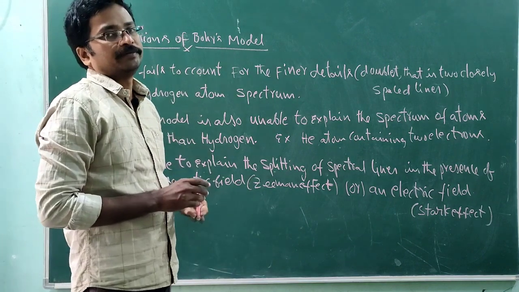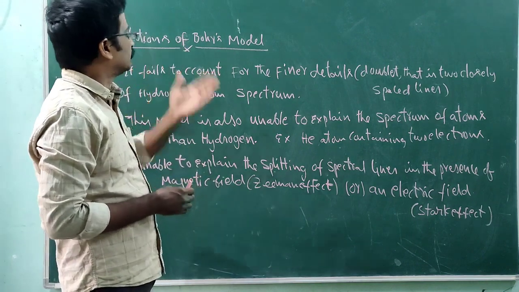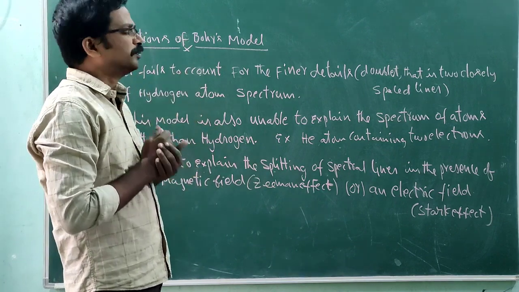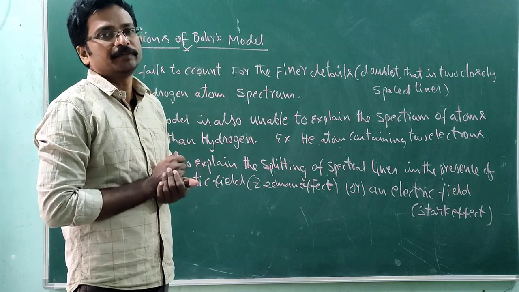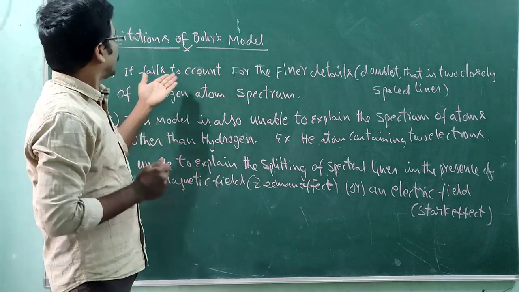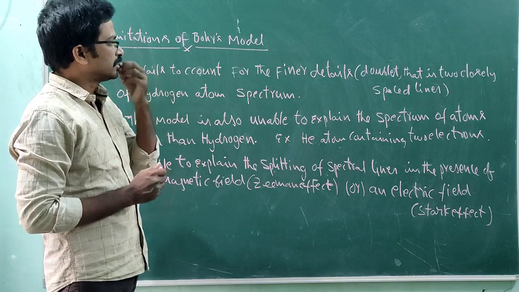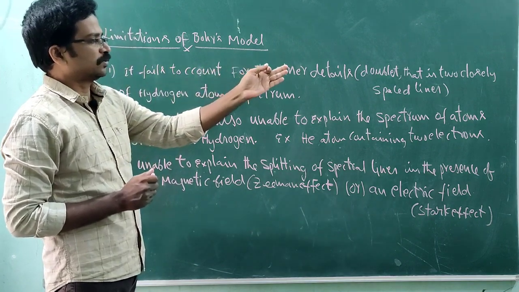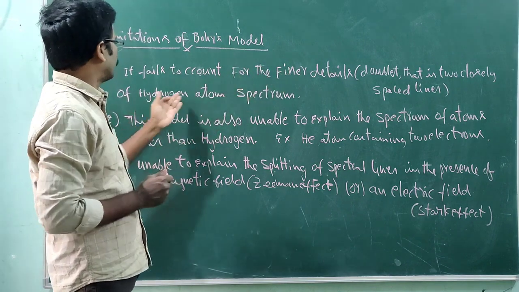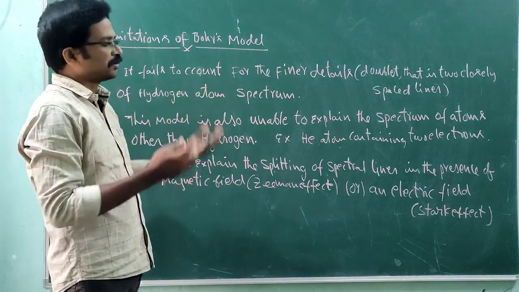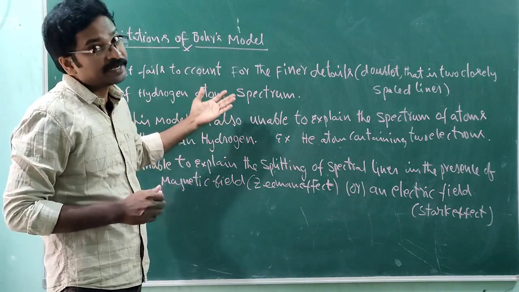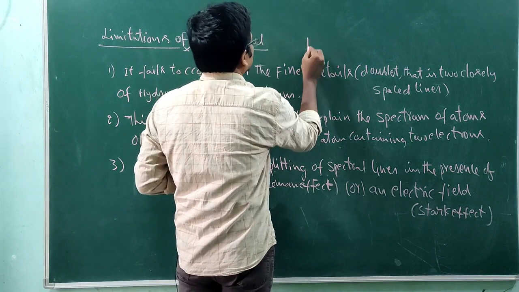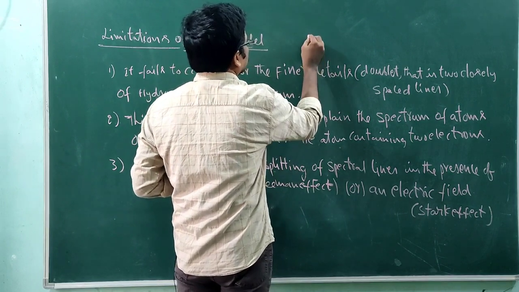Limitations of the Bohr model. What does it mean? There are certain limitations in the Bohr model. What are they? It fails to account for finer details, the doublet, that is, closely spaced lines of the hydrogen atom. It cannot explain the finer details, meaning some lines are very close to each other.